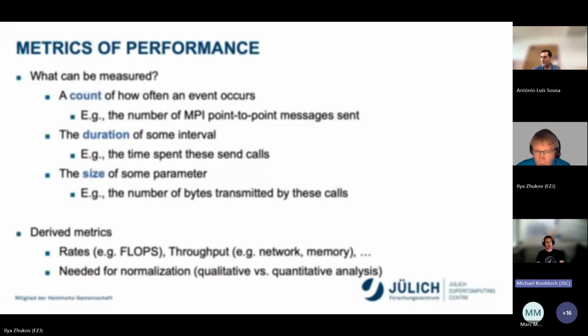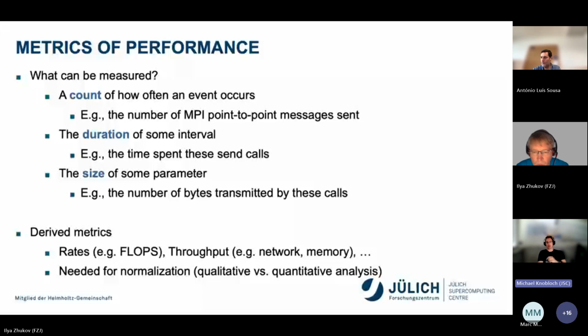Once we have these single metrics that we can measure, we can use them to create derived metrics. We can, for example, compute rates, such as flops, floating point operations per second. We can calculate throughputs, for example through the network or memory hierarchies. This is needed for normalization, right? With single measures, we get a quantitative analysis, so we know exactly how much happened.